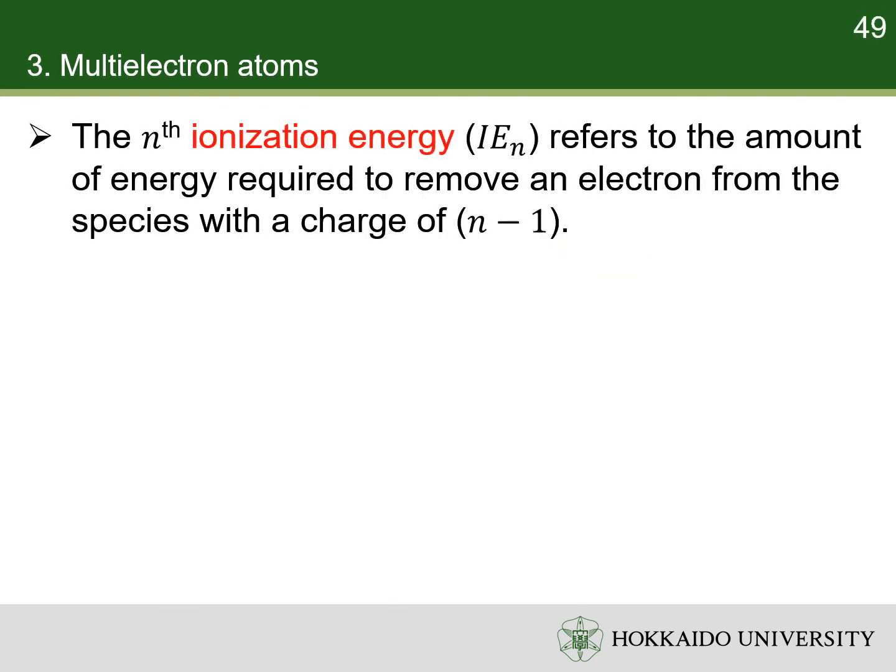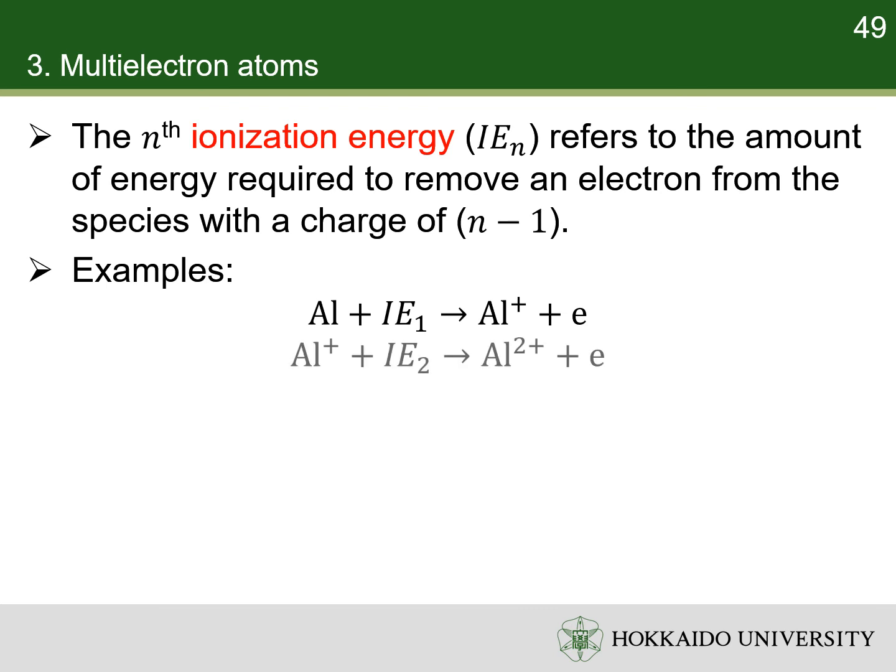The nth ionization energy is the amount of energy required to remove the most loosely bounded electron from an isolated atom or ion with a charge of n-1. For example, the first ionization energy of aluminium is the energy required to remove one electron from aluminium atom. The second ionization energy of aluminium is the energy required to remove one electron from the aluminium ion with a positive charge.